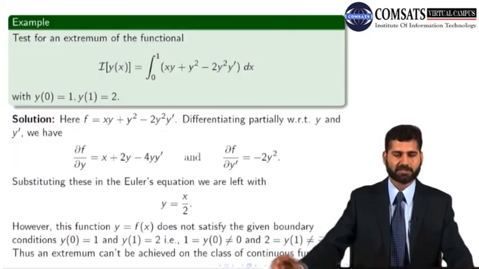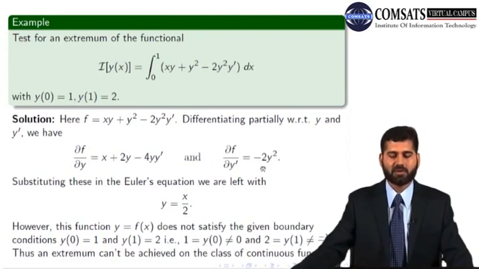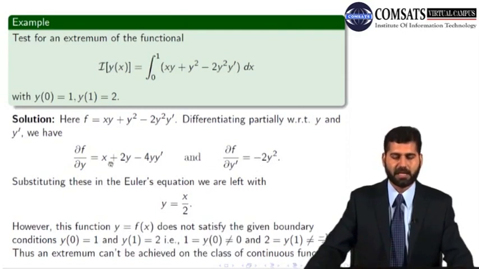and I will wind up the course as well. So the example is, test for an extremum for the functional I of y of x, from 0 to 1, of xy plus y square minus 2y square y prime dx. Let's say this is any functional where you have a function of x, y, and y prime. These are the end conditions. Here our function is this. If I differentiate this with respect to y and with respect to y prime, I'll get these two expressions. My Euler equation will take this form. Partial f by partial y minus d by dx of partial f by partial y prime will give you this equation: y is equal to x by 2.